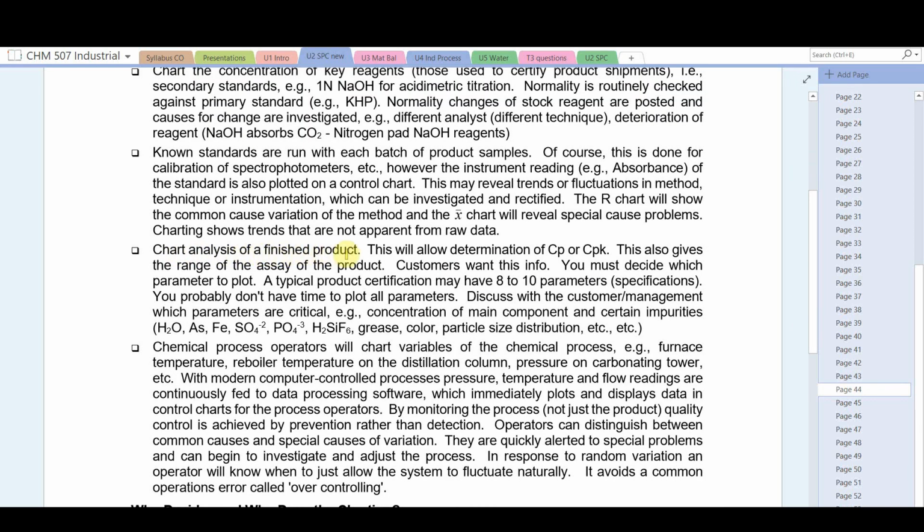Chart the analysis of a finished product. That's important. That will allow you to determine the CP or CPK for your process. Customers definitely want this information. Now you must decide which parameter to plot, because a typical certification of a shipment might have 8 or 10 different parameters or specifications. You probably wouldn't have time to plot all the parameters. So we discuss with customers, management, and workers which parameters are critical. Concentration of the main component and certain impurities.